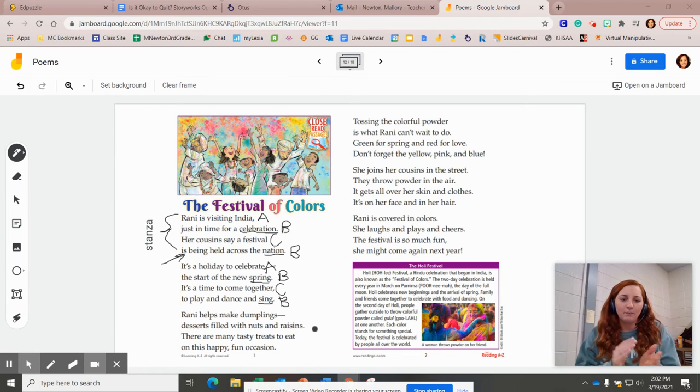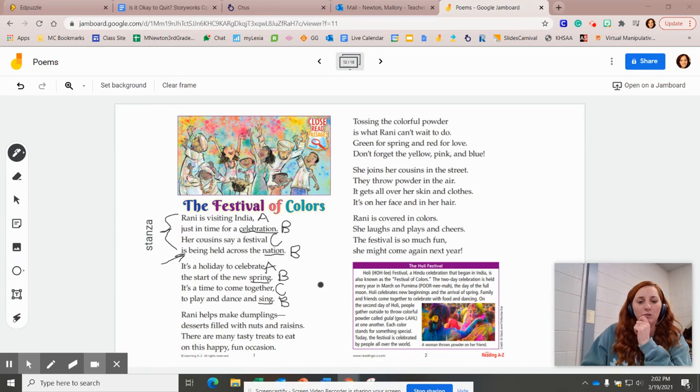Rainy helps make dumplings, desserts filled with nuts and raisins. There are many tasty treats to eat on this happy, fun occasion. So you have to keep up and you have to read it quickly. So Rainy helps make dumplings. So our words: dumplings, desserts filled with nuts and raisins. There are many tasty treats to eat on this happy, fun occasion.